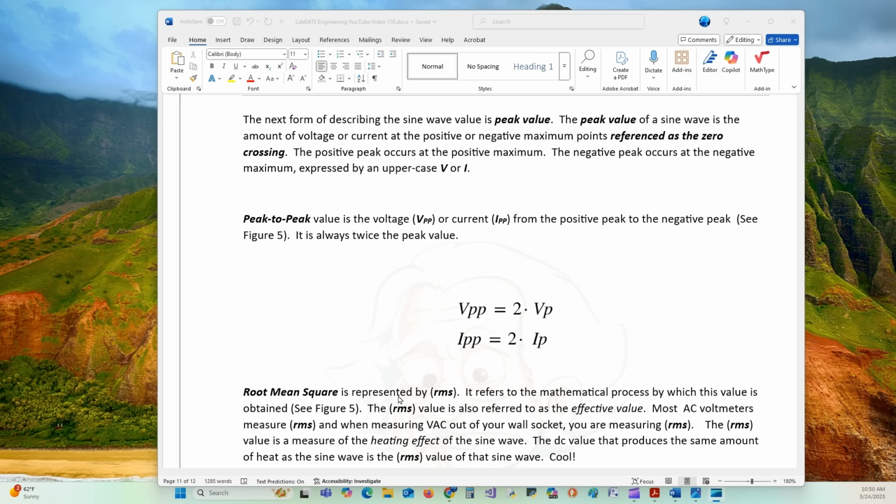Peak to peak value is the voltage peak to peak, or the current I peak to peak, from the positive peak to the negative peak, as you can see illustrated in figure 5. It is also twice the peak value. So V peak to peak is equal to 2 times VP. I peak to peak is equal to 2 times IP.